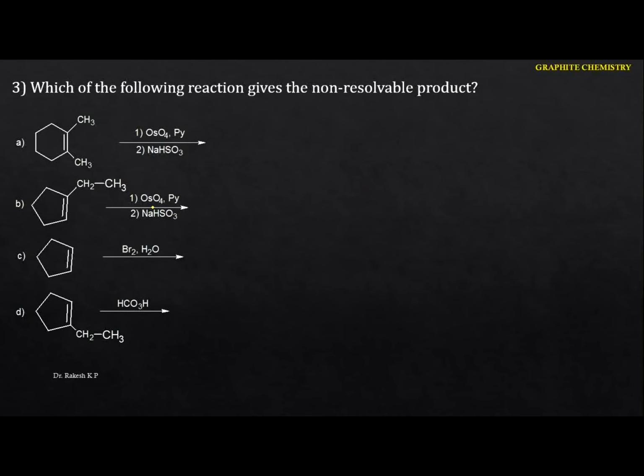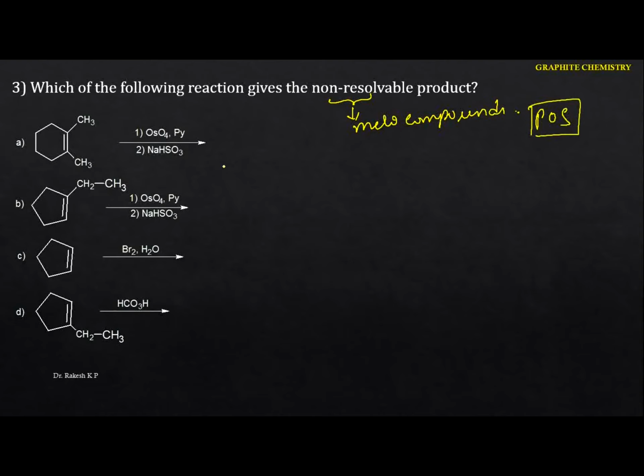Which of the following reactions gives the non-resolvable product? You have to identify what exactly the resolvable product is. The non-resolvable product is nothing but the meso compound, or else the compound which contains a plane of symmetry.